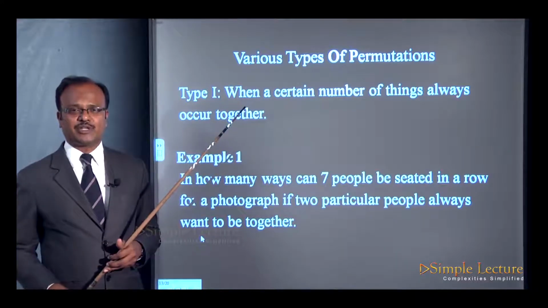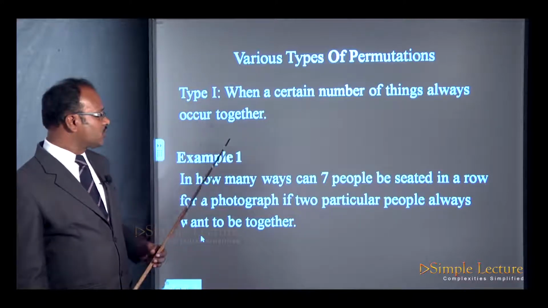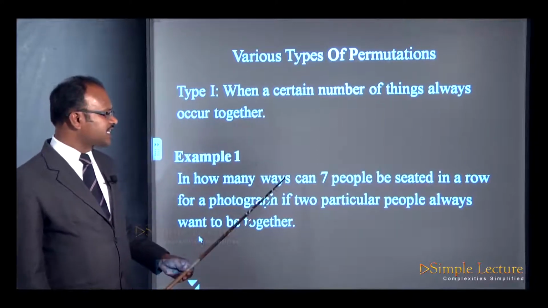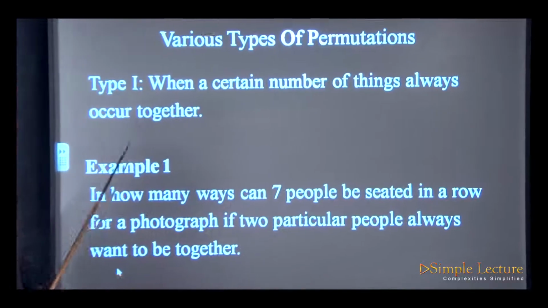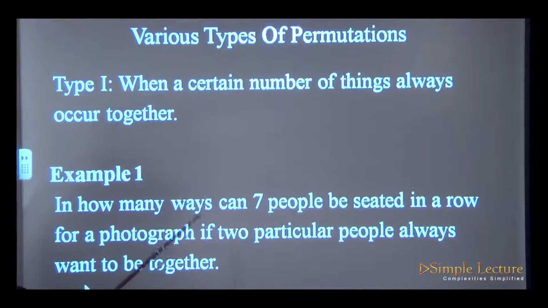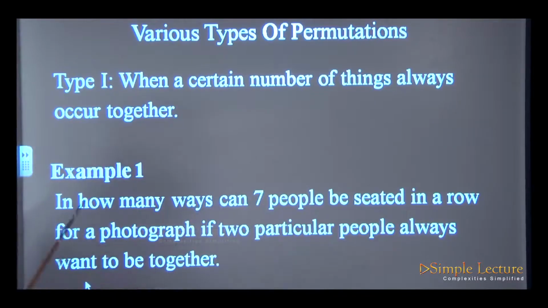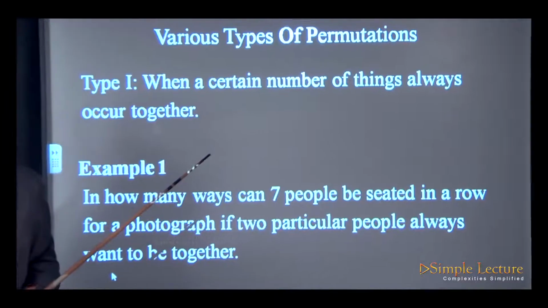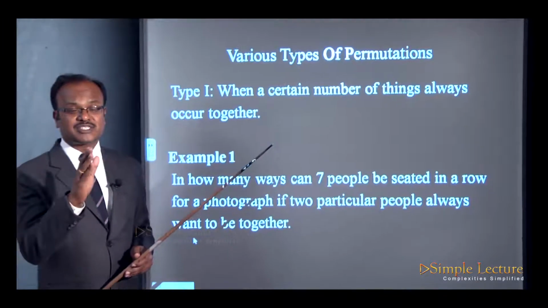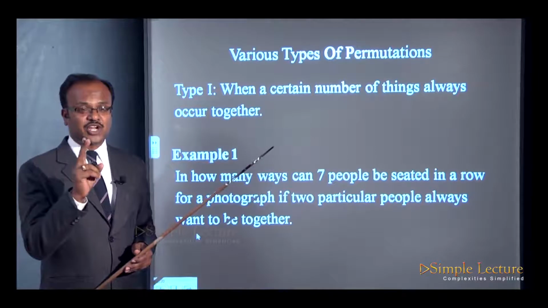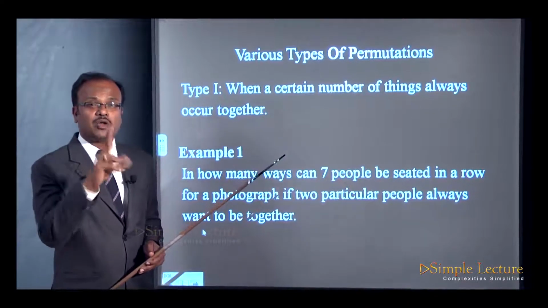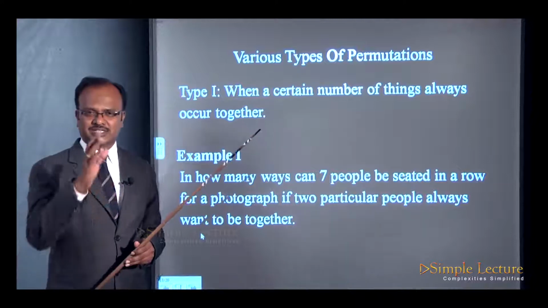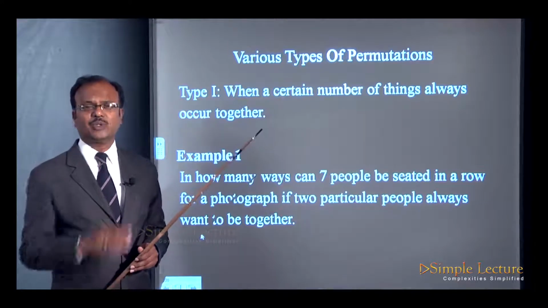So, let us take an example so that you will understand the concept better. So, example 1, in how many ways can 7 people be seated in a row for a photograph if 2 particular people always want to be together? So, let us suppose that there are 7 persons. How do you make them be seated for taking a photograph? In how many ways can you make them be seated in order to take a photograph such that 2 persons would like to be always together? Did you understand this? So, how can we do this one?